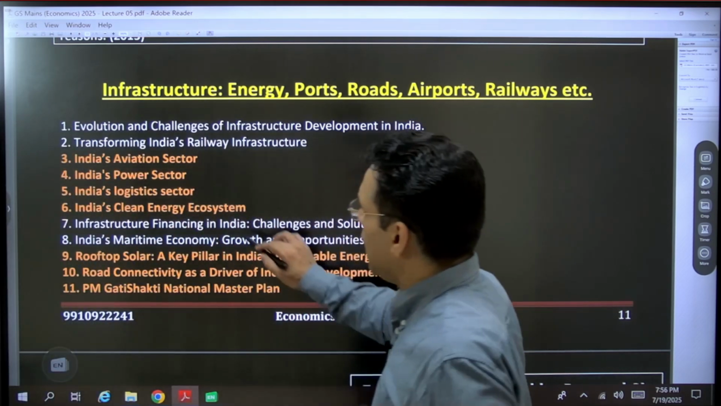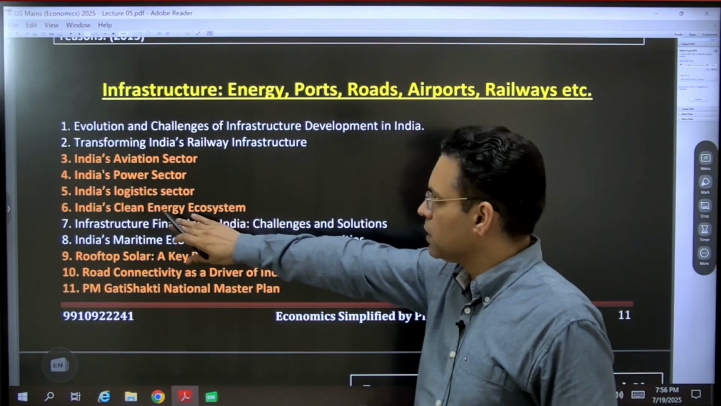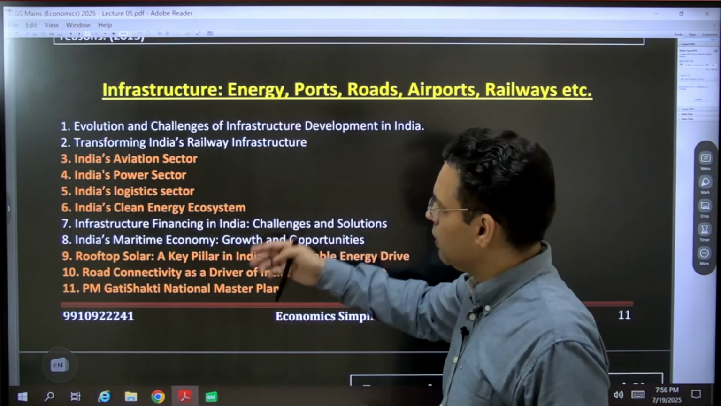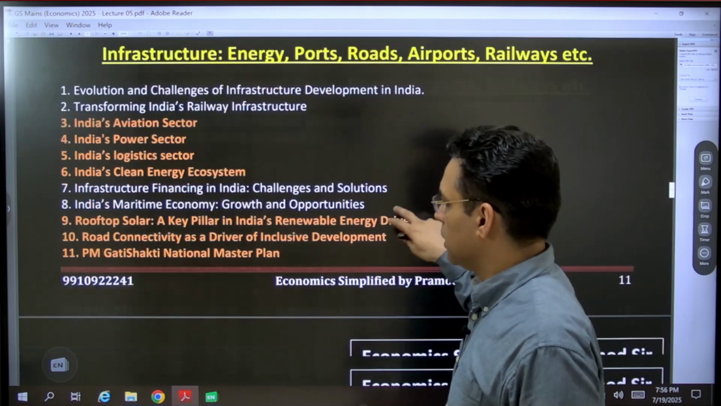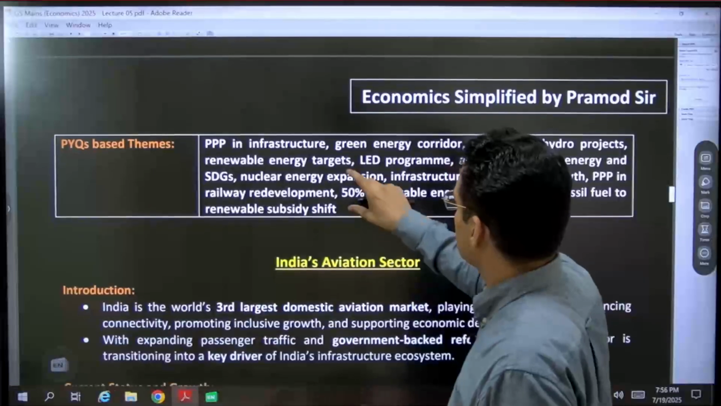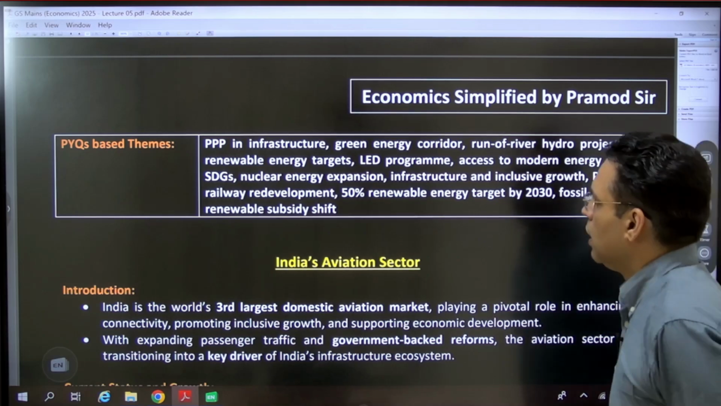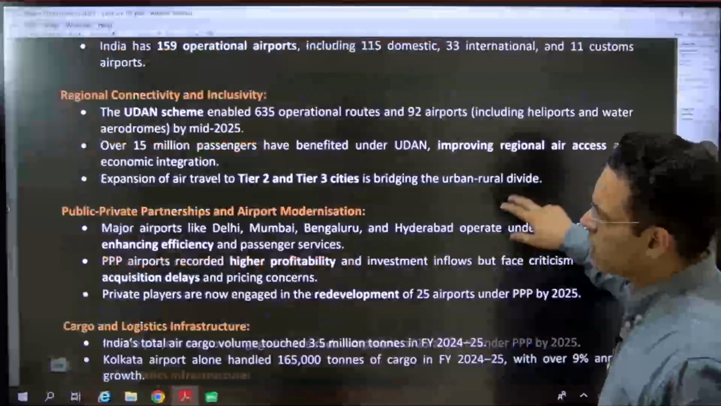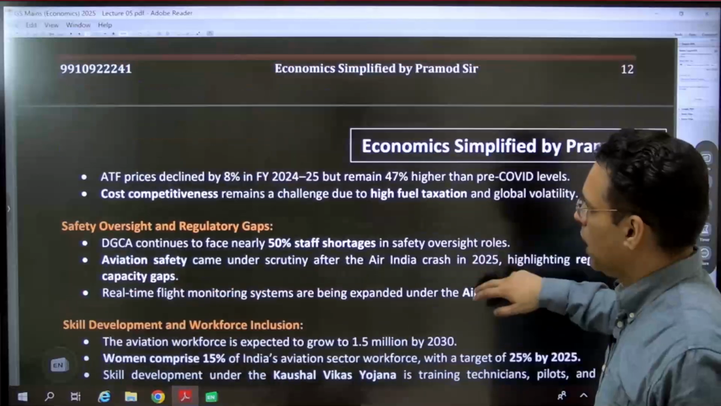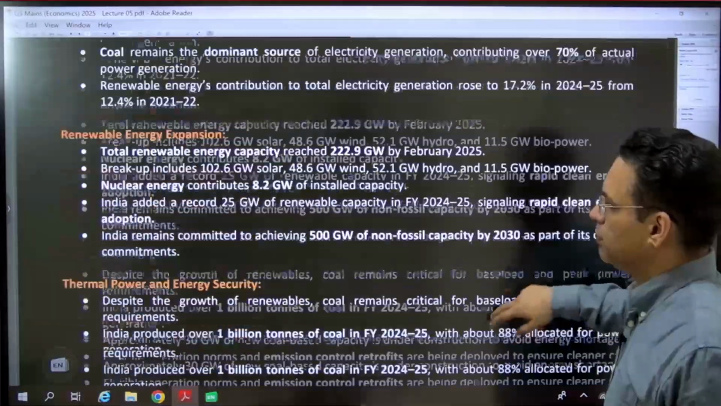Now, in infrastructure I will not cover all topics, I'll cover only a few topics. The first topic is clean energy ecosystem. The rest you can cover. Then rooftop solar and PM Gati Shakti. Now you can see here PPP infrastructure, green energy corridor, run of the river project, LED program, access to modern energy. Now you can read the data for India's aviation sector. Then you have data for the power sector.